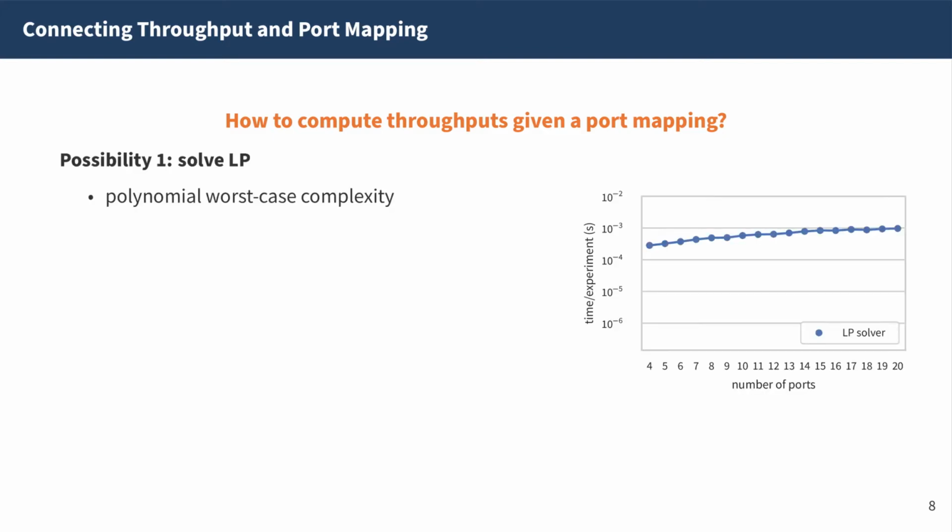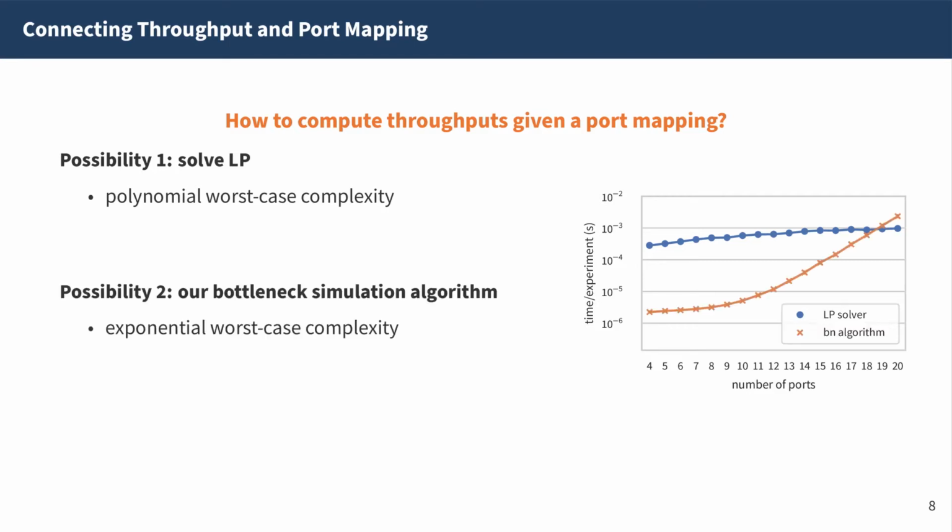One is to use a representation of this problem as a linear program. Using an off-the-shelf LP solver, we can compute instruction throughputs with a polynomial worst-case time complexity this way. The other option is to use our novel bottleneck simulation algorithm. We have proven it to be equivalent to solving the linear program, but with a time complexity that is exponential in the number of ports.